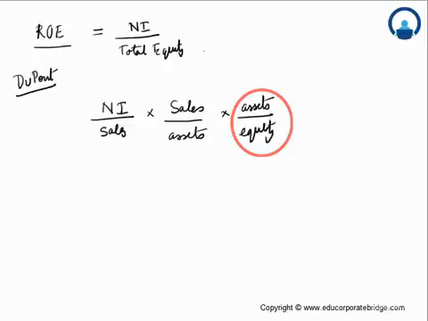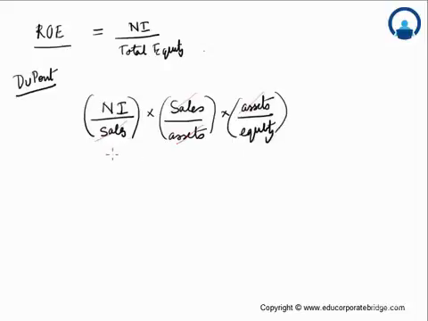So if you look at this ratio very carefully, you will find that this is the same. If I cancel these two out, sales and sales, assets and assets, you will have net income divided by equity, which is basically your return on equity. Now when we bifurcate them into three parts like this, it is very useful for us and meaningful in terms of the information that is revealed.